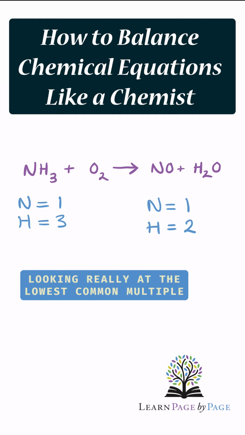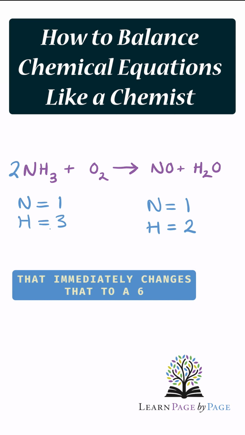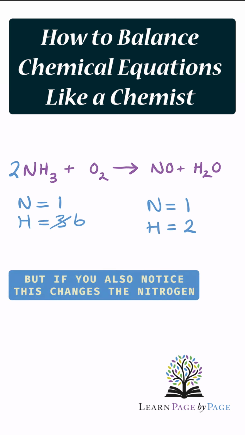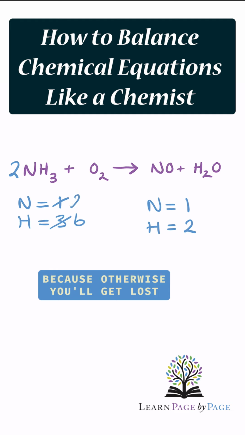You're looking really at the lowest common multiple. You would multiply that by a 2. That immediately changes that to a 6. But if you also notice, it's changed the nitrogen. So change the nitrogen immediately, because otherwise you'll get lost. And that's become 2. Come back over to the products.